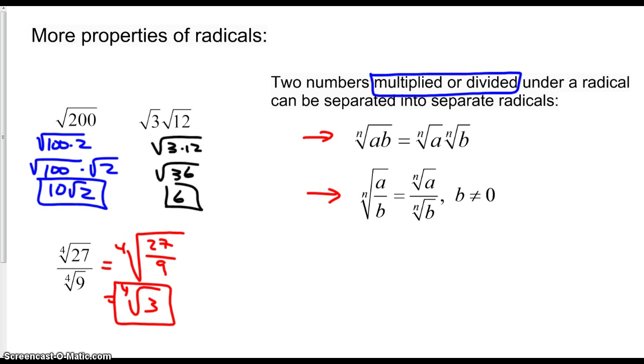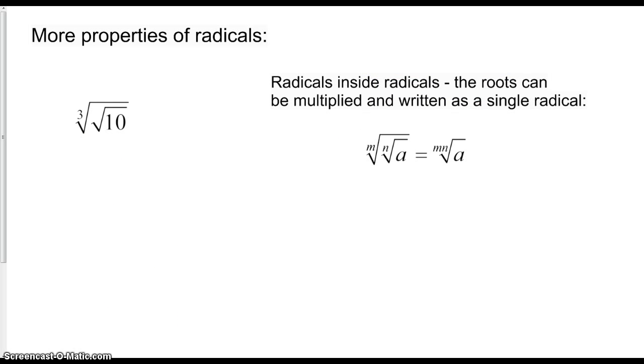Okay, let's see. More properties. Here's another one. This property says that if you have the mth root of the nth root of a, then that's equal to the m times n root of a. Okay, it's actually easier to see this with a number, I think. So this is the cube root of the square root of 10.